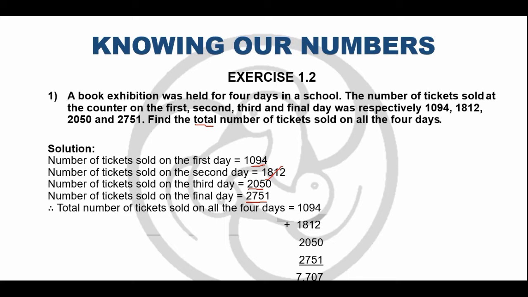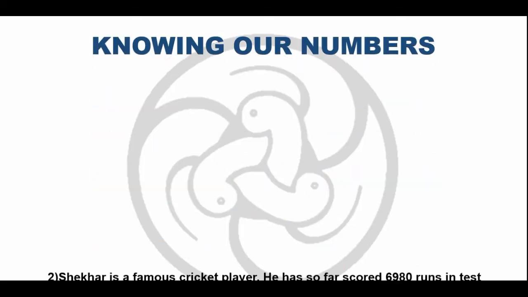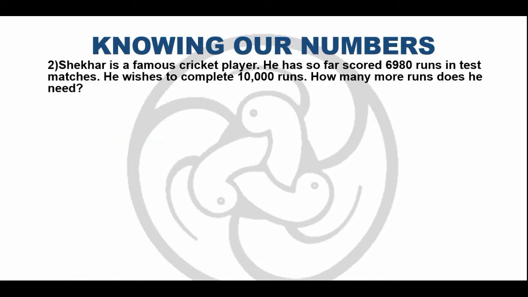2751. So the total number of tickets sold equals, 4 plus 2 is 6, 6 plus 1 is 7, then 5 plus 5 is 10, 10 plus 1 is 11, 11 plus 9 is 20, so 0, the carryover is 2, 2 plus 8 is 10, 10 plus 7 is 17, so 7, carryover is 1, then 1 plus 1 is 2, 2 plus 1 is 3, 3 plus 2 is 5, 5 plus 2 is 7, so the total number of tickets sold is 7707.